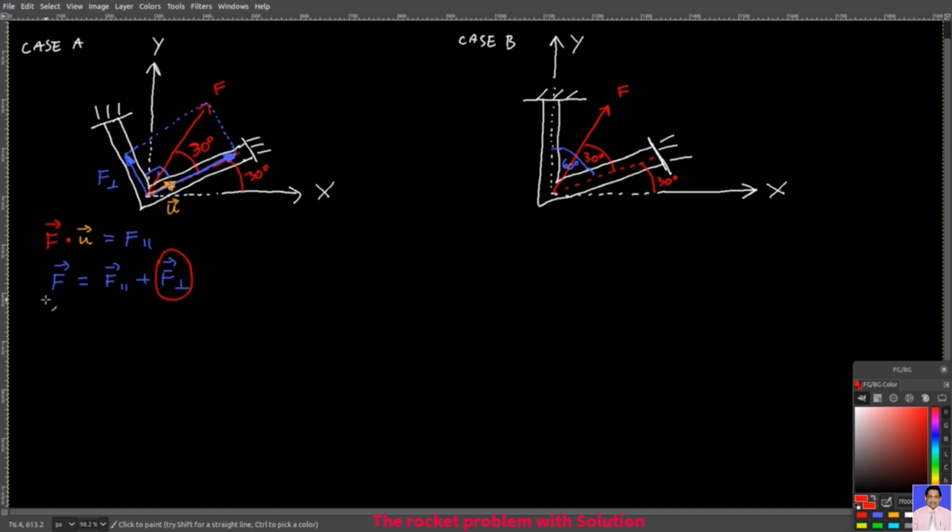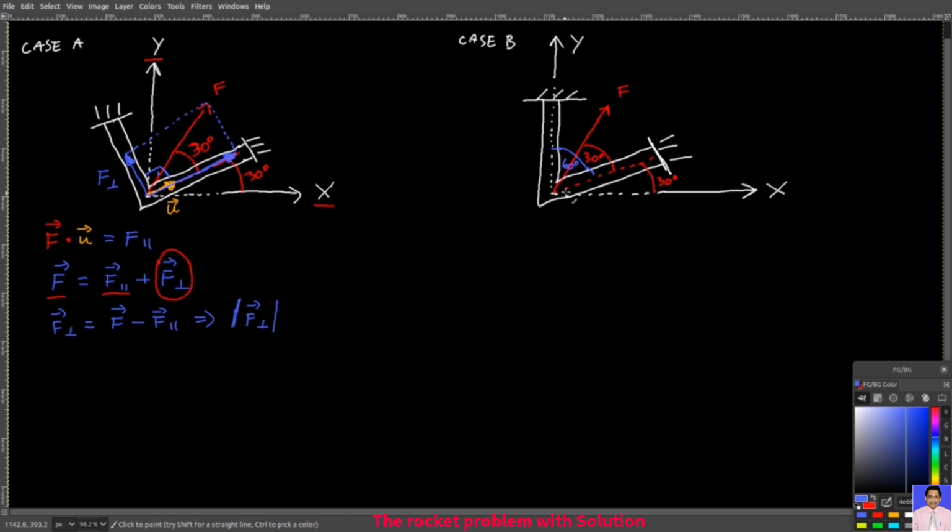You have to decompose this vector and this vector into their x and y components, and then this will be your F perpendicular vector, and then later on you will find the magnitude of this perpendicular vector. However, that's only in case A. In case A, it would be correct because the beams themselves are perpendicular to each other. However, that's not the case with case B.